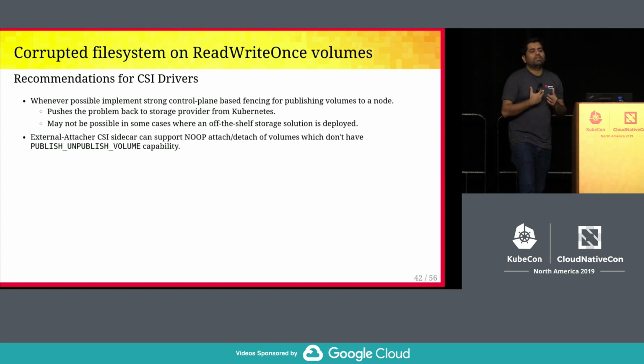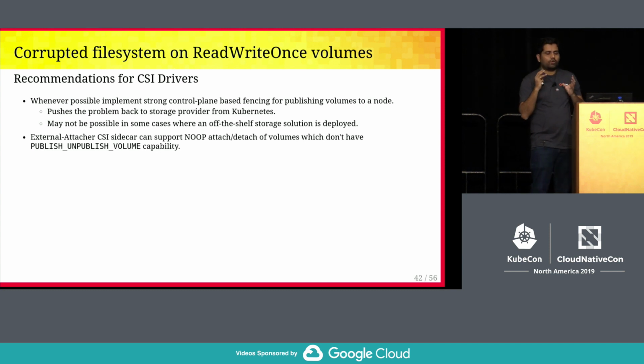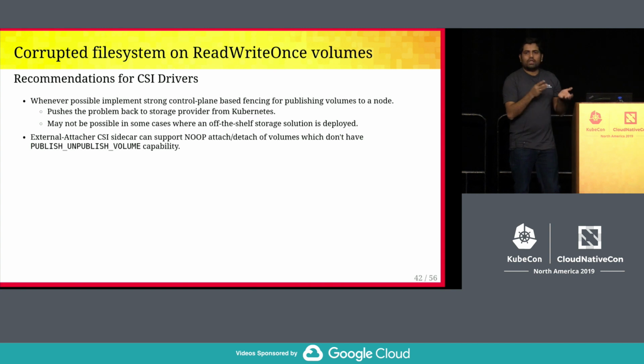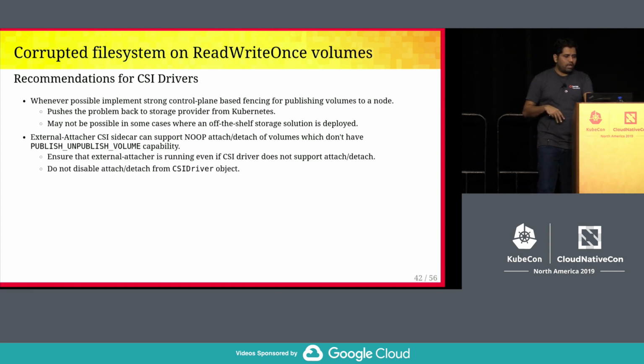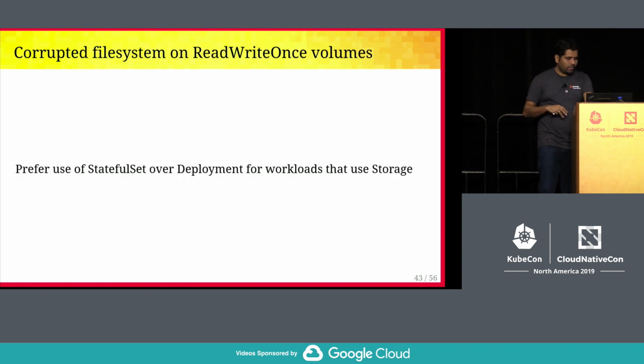There's another alternative: Kubernetes ships an external attacher sidecar that you could use. So even though your volume does not have publish/unpublish capability, the CSI calls will still go through and the access modes will still be enforced. So you can use this to get around some of the problems. And you should not disable attach/detach from the CSI driver object to make it work.